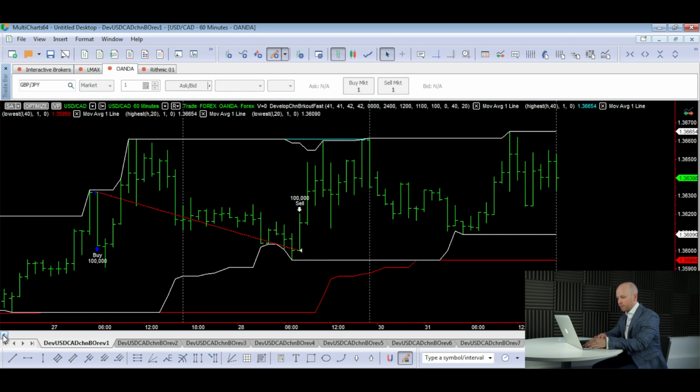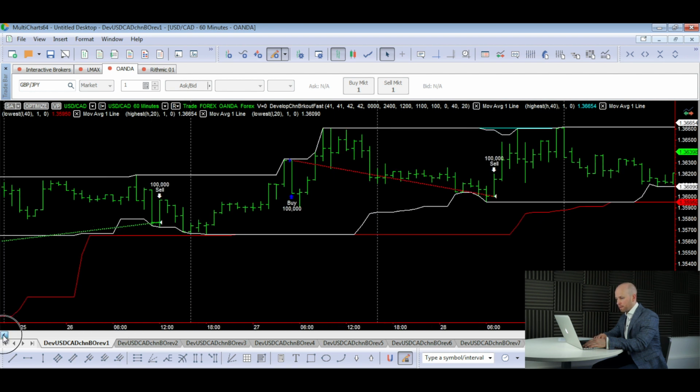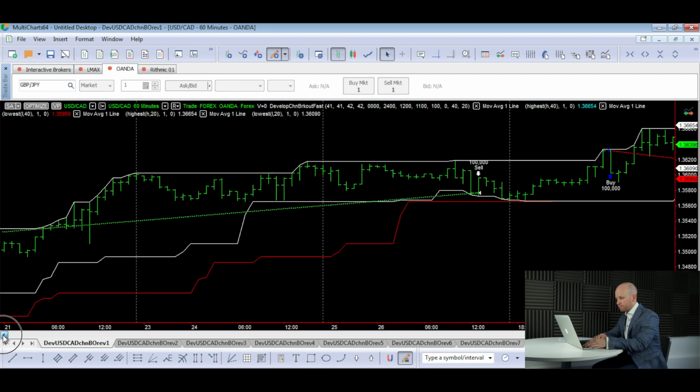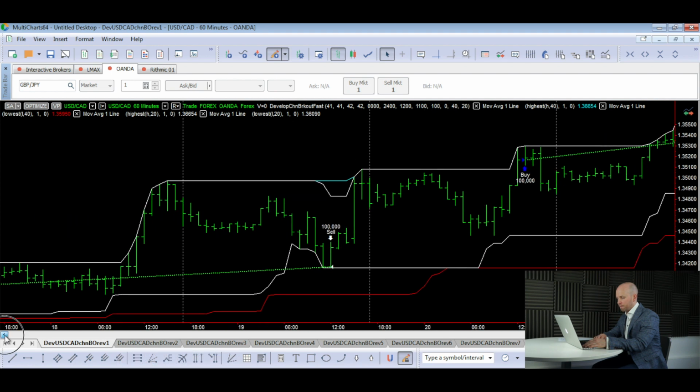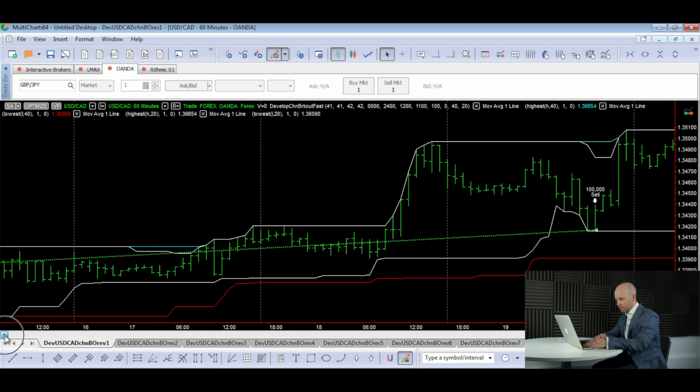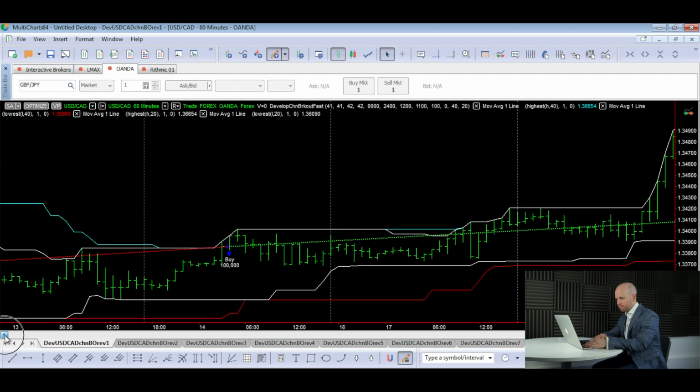Let's scroll back and I'll show you an entry. So we look at a short entry. So here's another long entry. So we've got this closing bar here, which was above this bar's upper Donchian channel, so we've gone long. There must be a short entry somewhere.